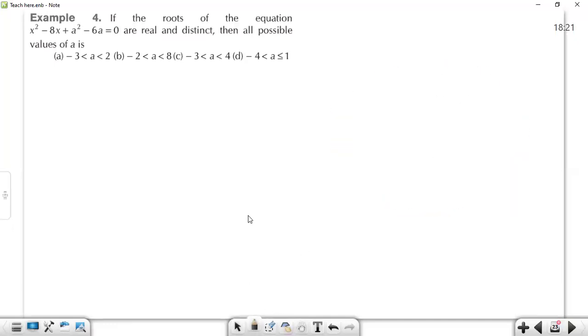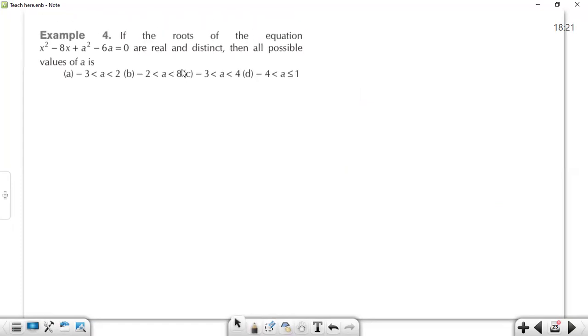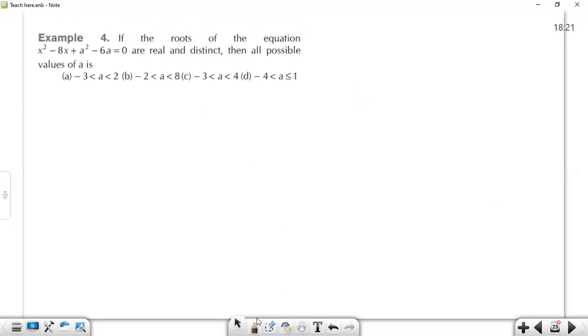Let's now discuss this example. If the roots of the equation are real and distinct, then all possible values of a are. So it is a given quadratic equation where we do not have a constant. In place of the constant, there is a.